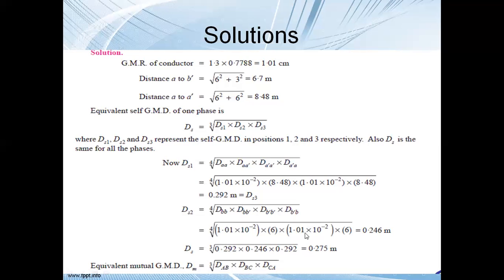So finally, you will get DS3 and DS1 will be equal. So DS will be the cube root of DS1 into DS2 into DS3. First you calculate this.